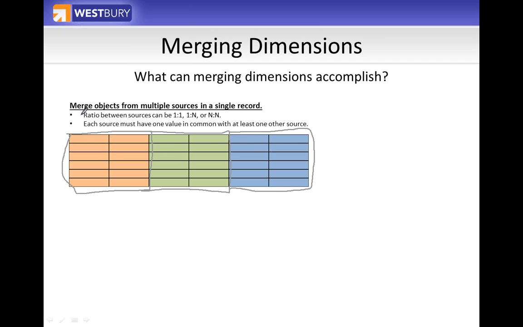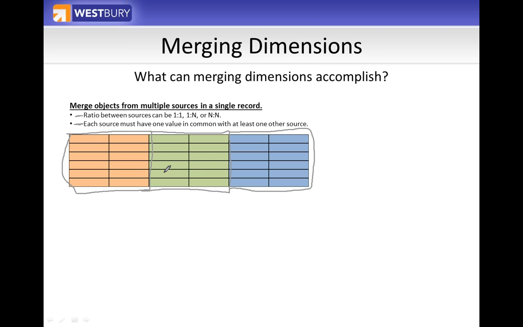So as it says here, the ratio between the sources can be either 1-to-1, 1-to-many, or many-to-many. So what that means is that it is possible to have more than one record in the green source that relates to the orange source, or in the blue source that relates to the green source. You can have multiple records from one source relate to a single record in the other, or it can be one-to-one, either way. A requirement here is that each source must have one value in common with at least one other source.